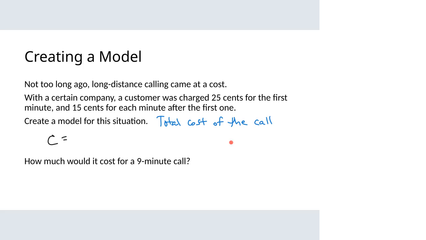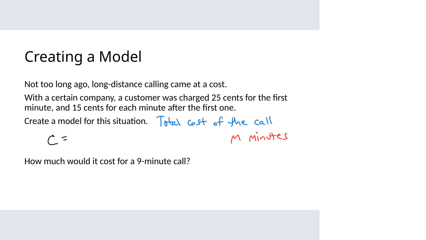If our call is going to be M minutes, what we're looking for, and if you used X, that's totally fine. If our call is M minutes long, we want to be able to plug that into this model and have the cost of that phone call be spit out. So we want this formula. If I were to plug in the number of minutes, it will give me the cost.